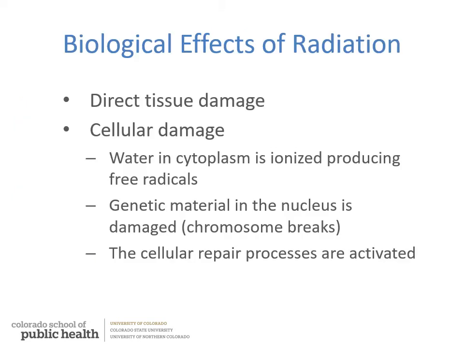So we've talked about 5 kinds of radiation, either the 3 particles, alpha, beta, or neutrons, and the 2 rays, gamma or X-ray. Now these can either cause, as I mentioned, direct tissue damage when they hit an organ like your skin, or they can cause cellular damage by producing free radicals or damaging DNA. And typically when cells are damaged, this activates the cellular repair process.